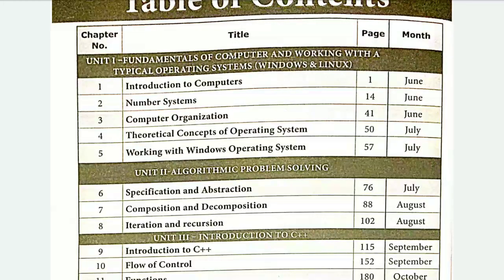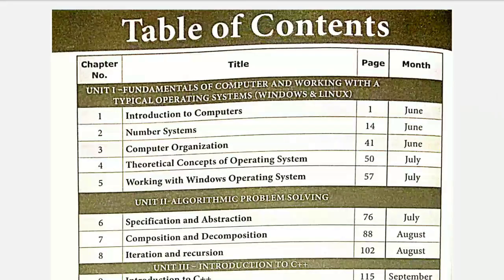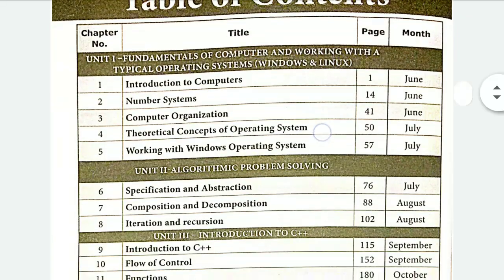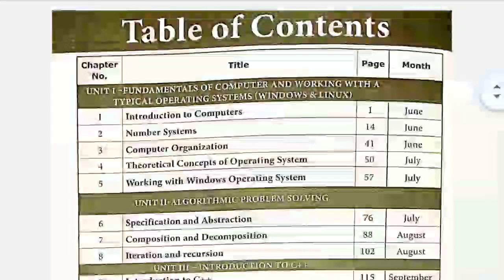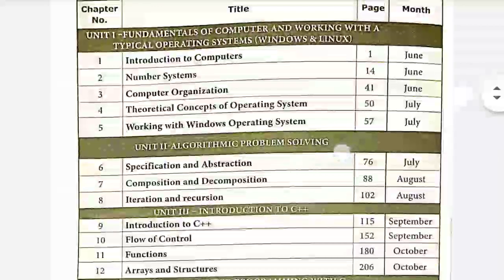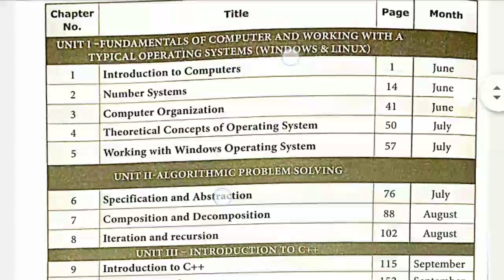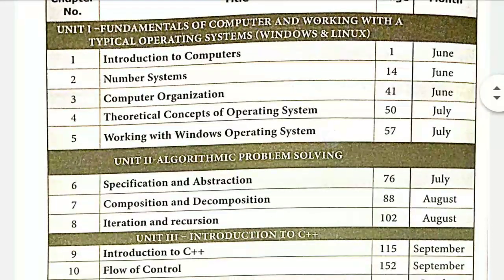Hello, students. So today we are starting the new chapter, which is known as Introduction to Computer. Before going into the chapter, we will have a small discussion about the table of contents. The first unit consists of five chapters. This is basically about the fundamentals of computer and working with a typical operating system, and the basics of computer hardware and software. So those are the first five chapters.